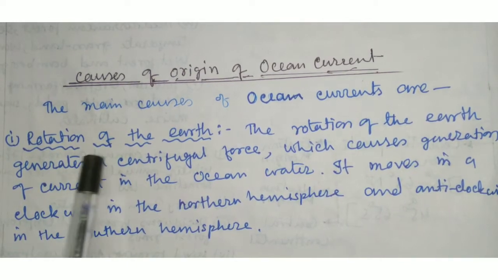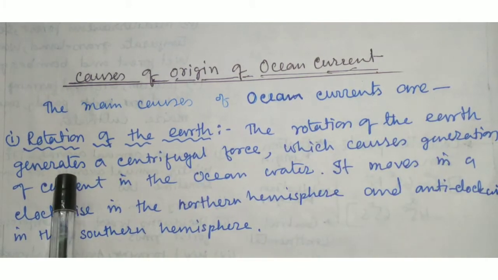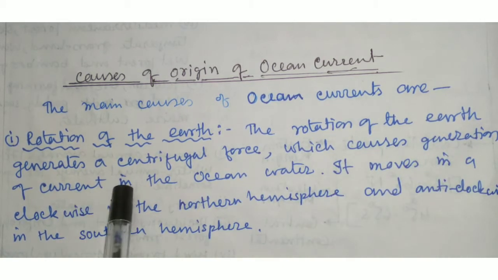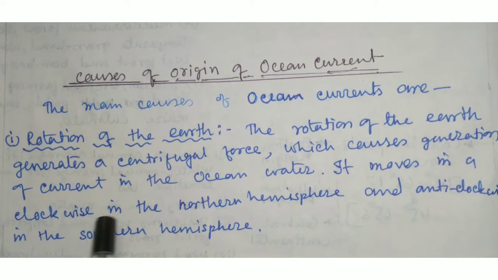Now, rotation of the earth. The rotation of the earth generates a centrifugal force which causes generation of currents in the ocean water. It moves clockwise in the northern hemisphere and anti-clockwise in the southern hemisphere.